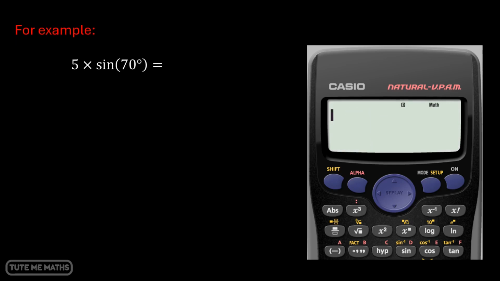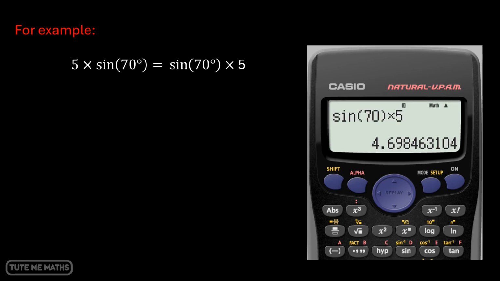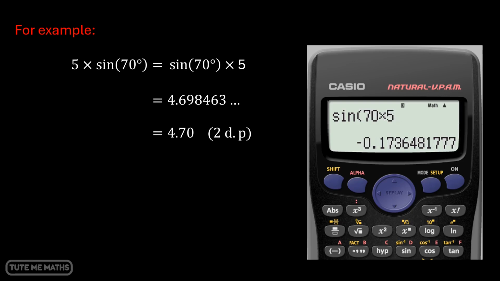Consider our earlier example. Multiplications can be done in any order. So 5 times sine 70 is also the same as sine 70 times 5. And you'll get the same answer, providing you remember to close the parentheses. Otherwise, look what happens. The calculator has calculated 70 times 5, which equals 350, and then worked out the sine of 350 degrees. See, it's the same as typing 350 in for the angle.